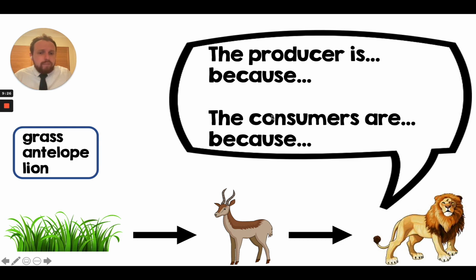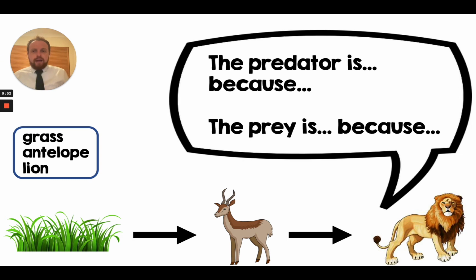The consumers are the antelope and the lion because they don't make their own energy, they get their energy from eating plants, in the case of the antelope, or other animals, in the case of the lion. Okay, so the grass was the producer, and the antelope and the lion were the consumers. Okay, let's move on to our next sentence stems.